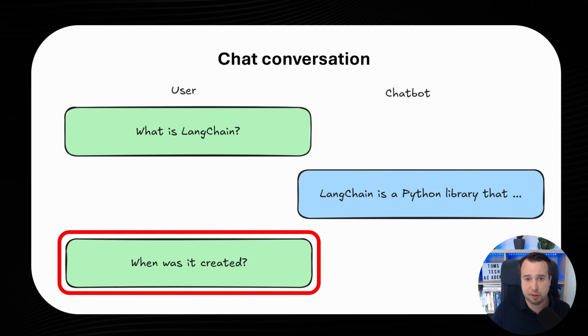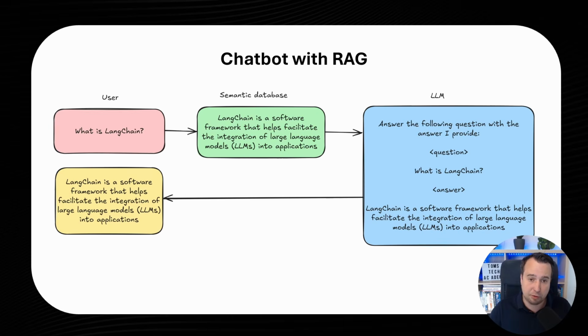But by default, Retrieval Augmented Generation also has its flaws. Let's imagine the following situation. So the user asks, what is LangChain? The chatbot provides an answer. LangChain is a library that blah, blah, blah. And then the user asks, when was it created? And then when we send the query from the user, when was it created, directly to the semantic database, of course, the semantic database doesn't have the knowledge about the entire conversation, so it doesn't know that we are talking about LangChain. So if we have longer conversations with a Retrieval Augmented Generation system, especially with follow-up questions, RAG doesn't work anymore.